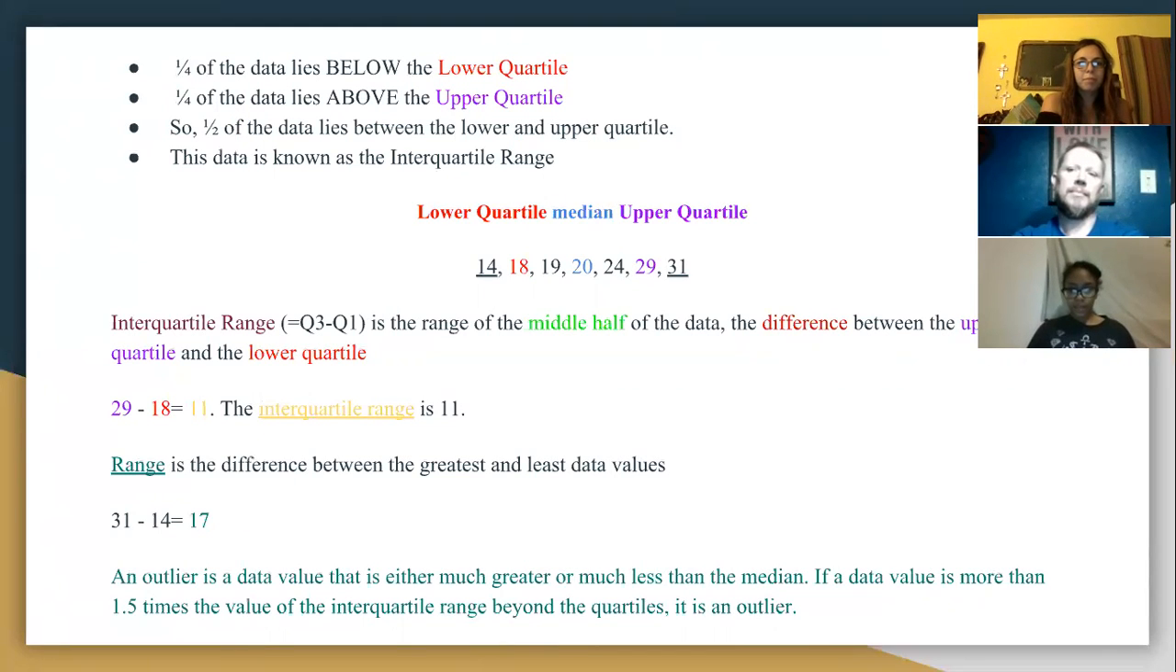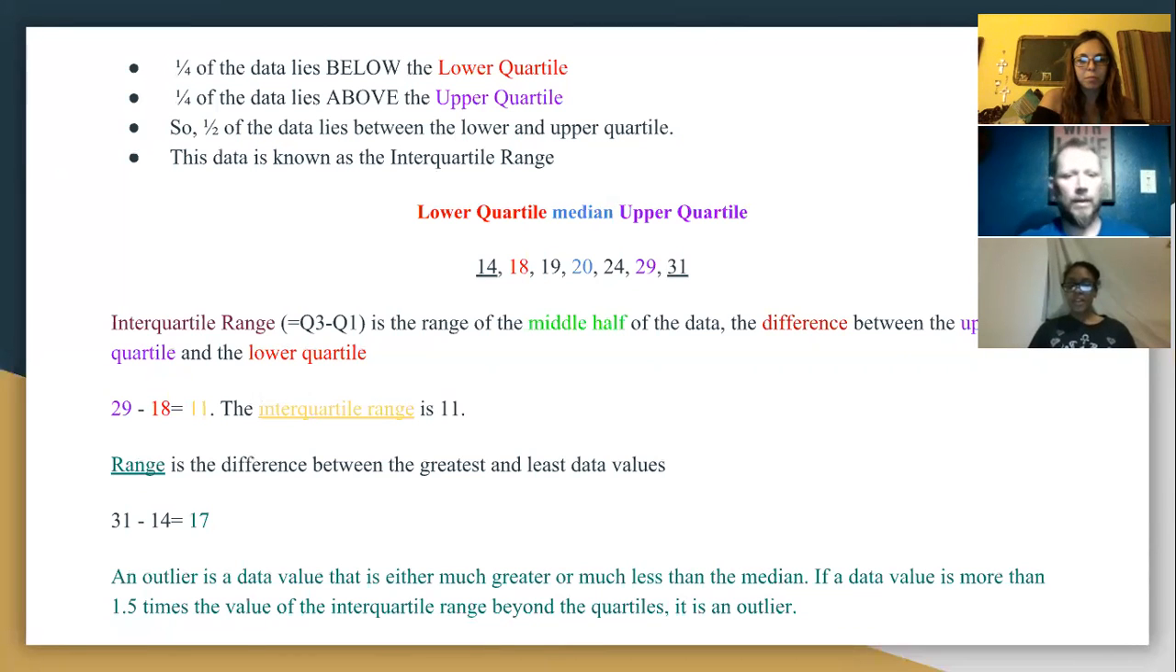Here we have a data set that shows the lower quartile, median, and upper quartile also in red, blue, and purple. The interquartile range is you subtracting the quartile 3 minus the quartile 1, to get the difference between the upper and lower quartiles. In this case, it's 29 minus 18, which is 11. The range is the difference between the greatest and least values, which you can also see here shown on the screen. The 31 minus 14 is 17.